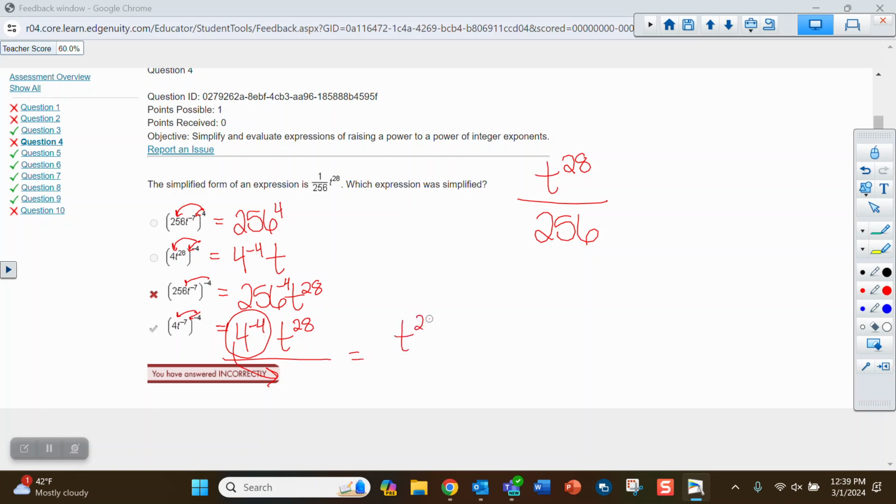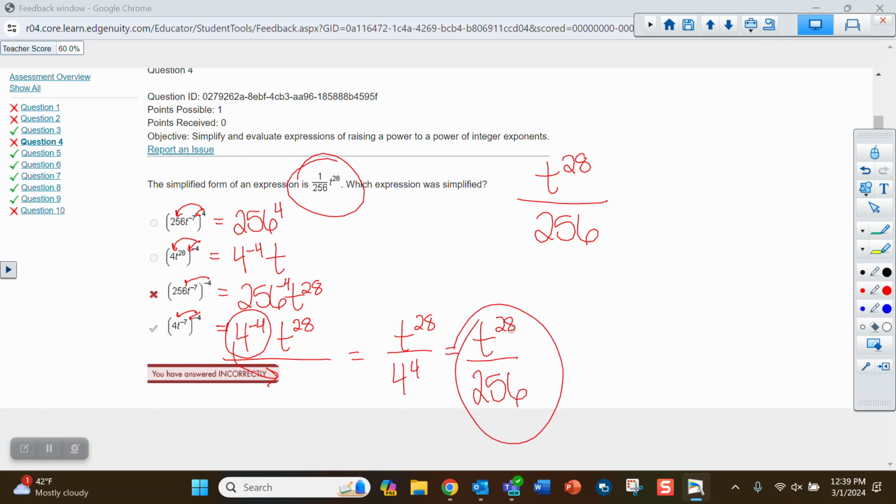So now we have t to the 28th over 4 to the 4th. 4 to the 4th is 256. You can grab a calculator and type 4 times 4 times 4 times 4. So there we go. These are the same. They don't quite look the same, but it's because if I put this over a 1 and I multiply like they're fractions, multiplying across the top, multiplying across the bottom, you get t to the 28th over 256.